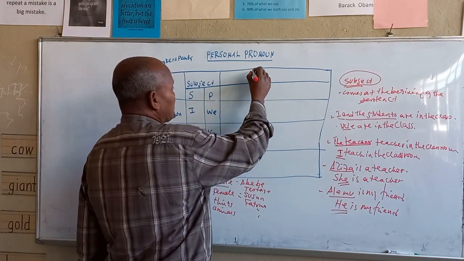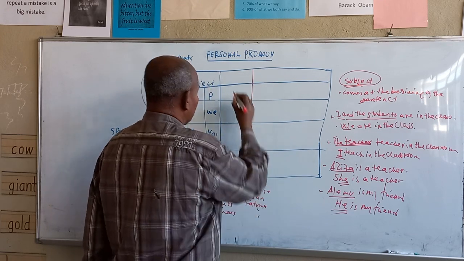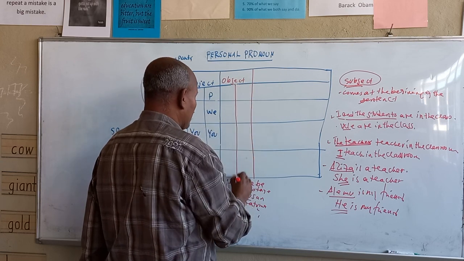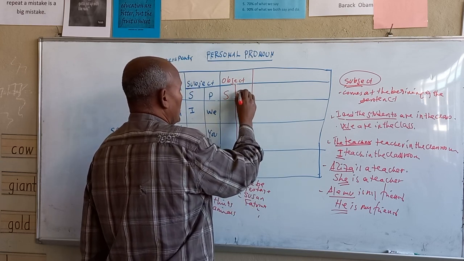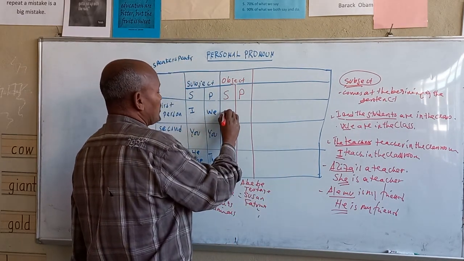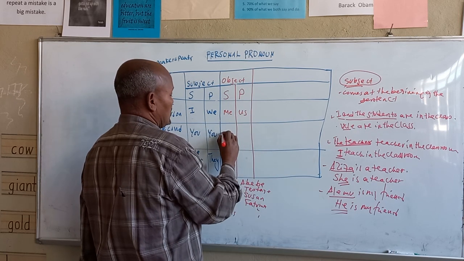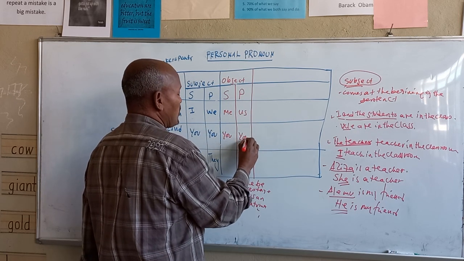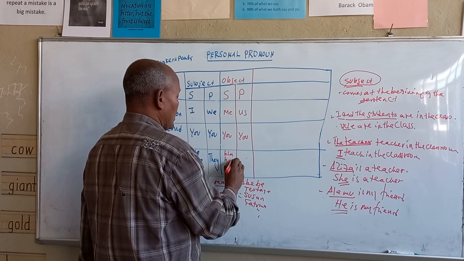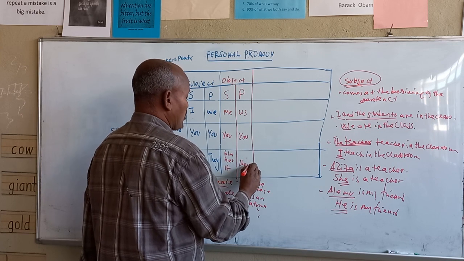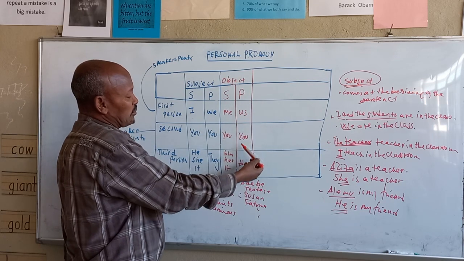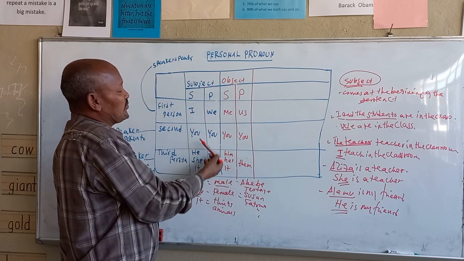The second part is objects. I can categorize the objects into two: S is singular, and P is plural. The objective case of I is me, and this one is us. The same for you. The objective case of his is him, and her, and it as it is, and the pronoun form of this one is them.